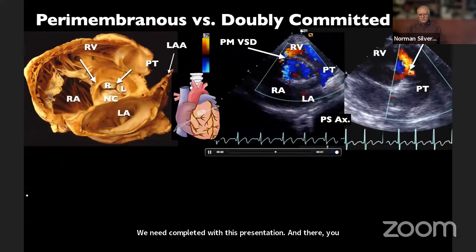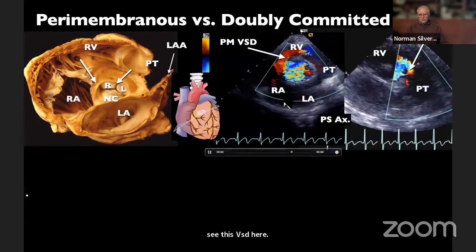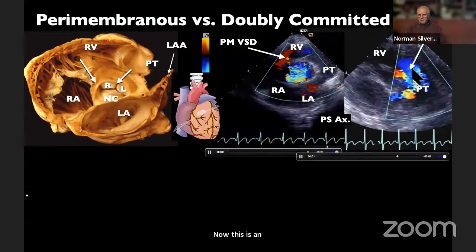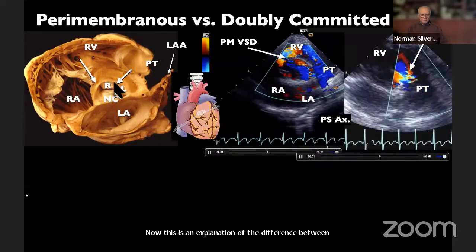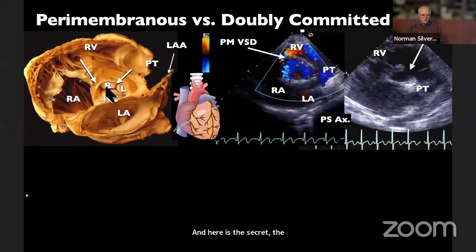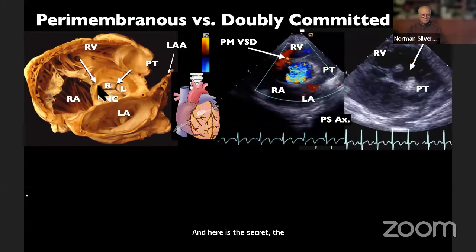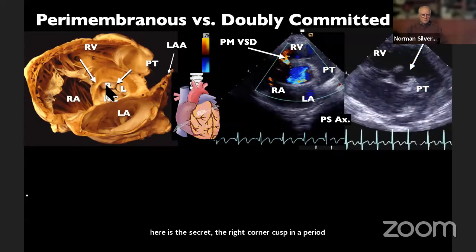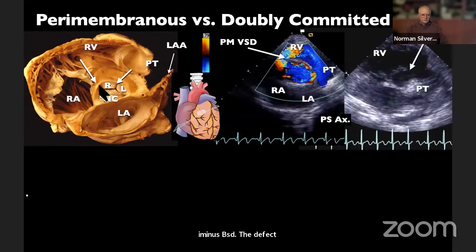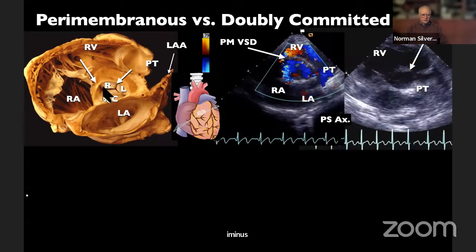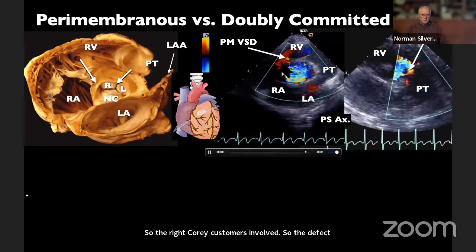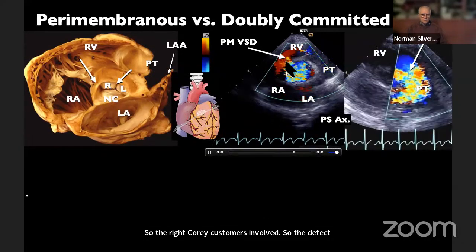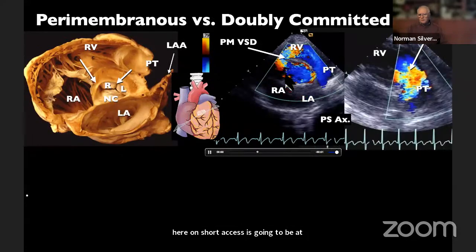Now, this is an explanation of the difference between perimembranous and doubly committed and juxta-arterial VSDs. And here is the secret, the right coronary cusp. In a perimembranous VSD, the defect is between the right and the non-coronary cusp. So the right coronary cusp is involved. So the defect here on short axis is going to be at 10 o'clock, between 9 and 11 o'clock.